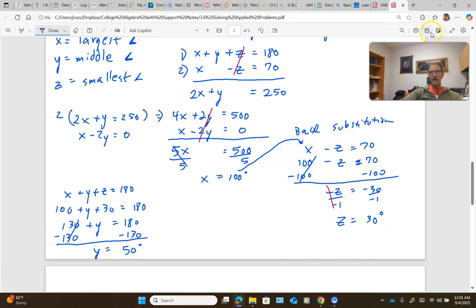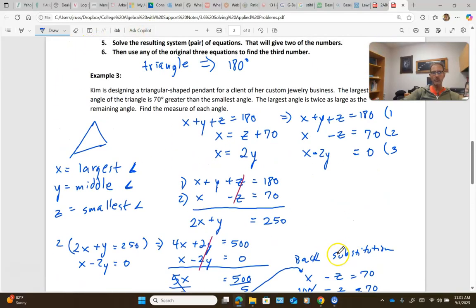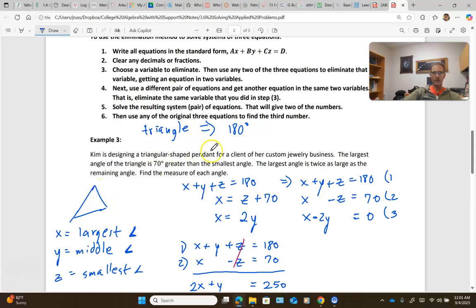Okay. So my last step here, guys, is to restate what I found. x, which represents the largest angle, is 100 degrees. y, which represents the remaining angle, or the middle angle, is 50 degrees. And then finally, z, which represented the smallest angle, is 30 degrees. Okay? And so we have found the measurements of the angles of this triangular shaped pendant here.